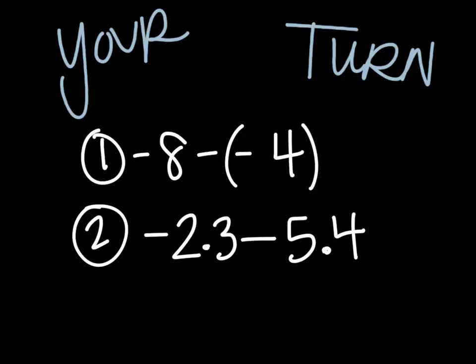Answers for this one. You should have gotten -4 for the first one, and negative 7.7 for the second one. If you didn't, mark it, put a sticky note, sad face, star it, whatever you got to do so you know if you have these right or wrong.